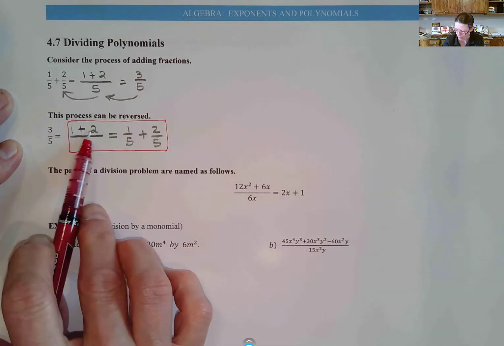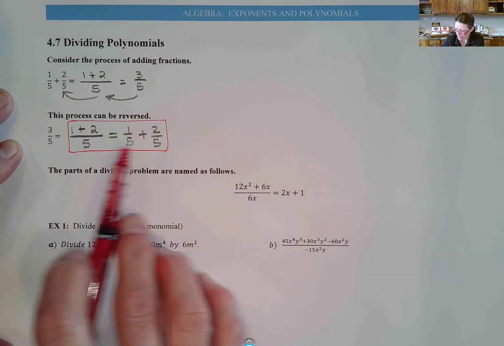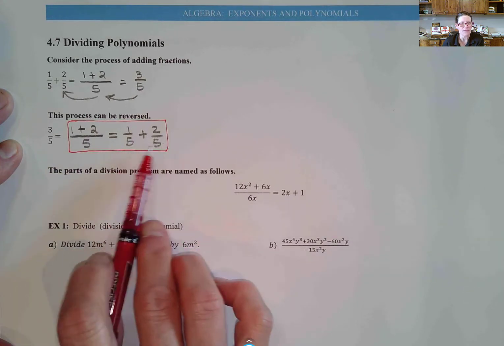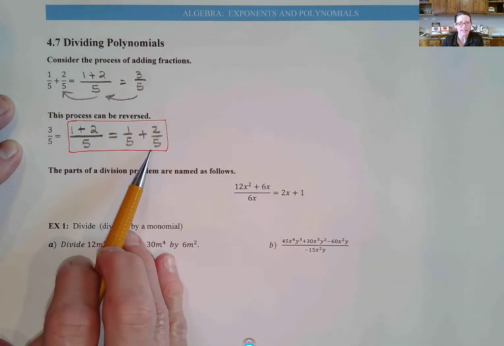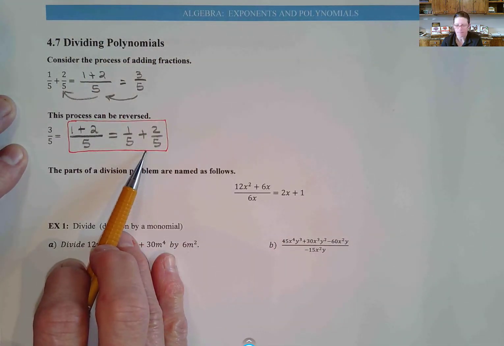If we've got a sum or difference over a single term, we can separate that into its individual terms and perform division. So that's a key, and I want you to remember that step.